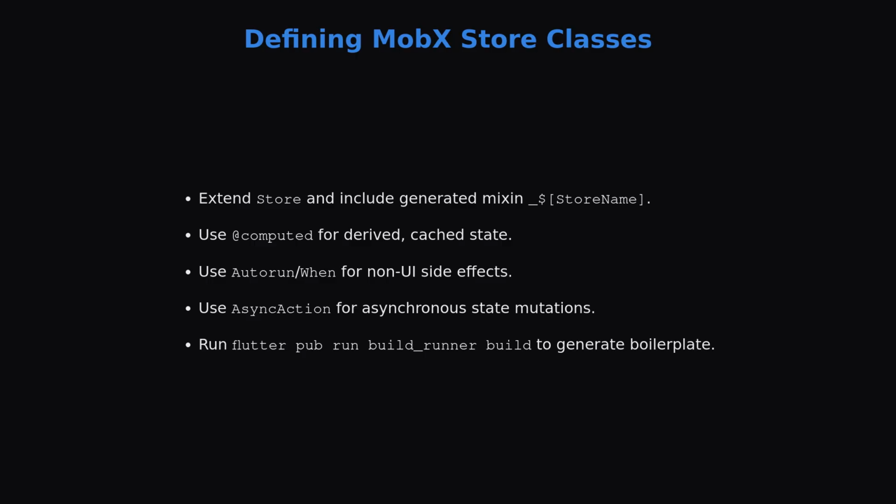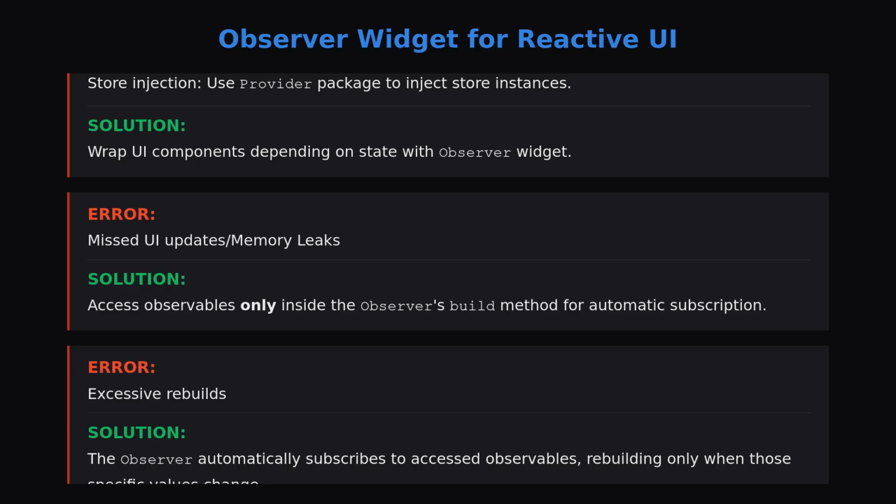For asynchronous state mutations, use the async action annotation. This ensures that all state modifications occur strictly within the action boundary, maintaining state consistency and preventing race conditions. The standard provider package is typically used to inject MobX store instances into the Flutter widget tree context.